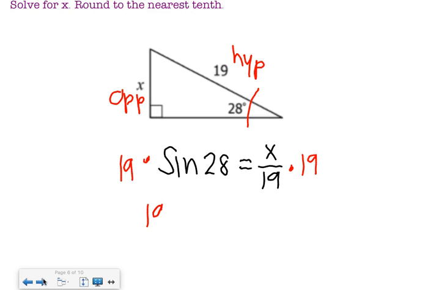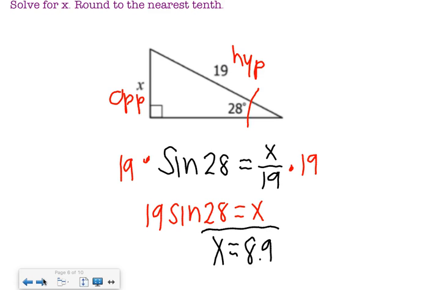And I know this looks scary because there's a word in part of your equation, but it's not bad. Because now all you're going to do is type this into your calculator. 19 times the sine of 28. If you don't get 8.9, wave me over because your calculator might be in a weird mode.